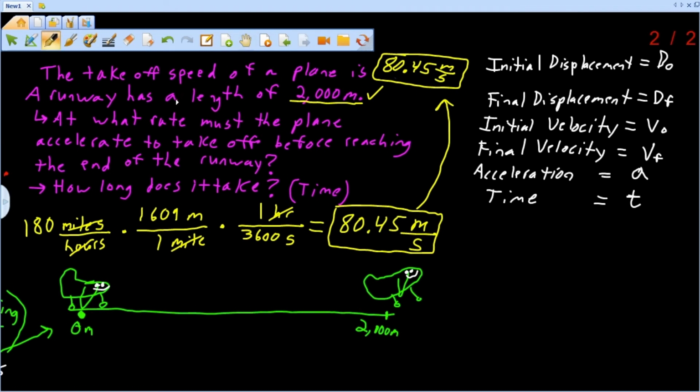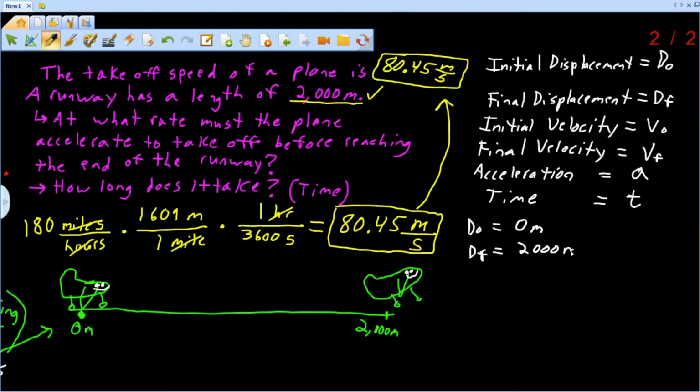Now that we know what all these variables mean, we're going to look at our problem and find out what are the values of these variables, if we know them or if we don't. Our first variable is initial displacement, meaning starting point, and we're starting at 0 meters.